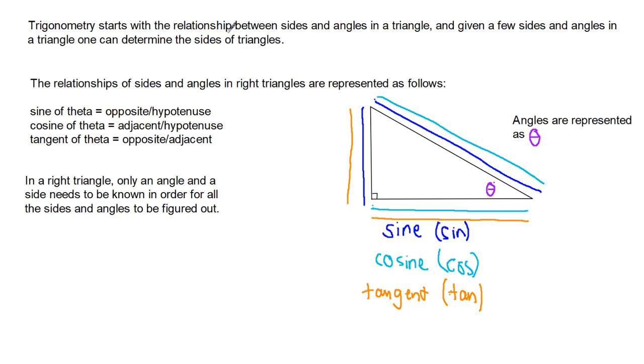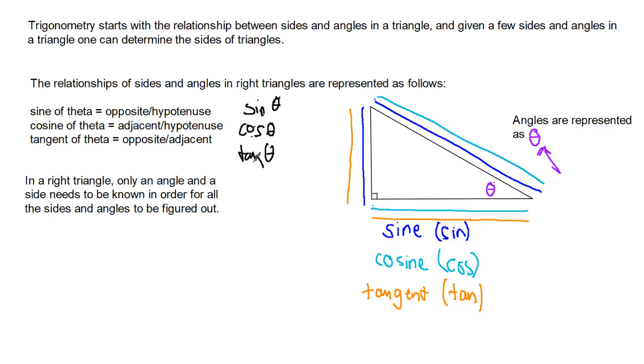So, example 2. Trigonometry starts with a relationship between sides and angles in a triangle, right? And if you have a few sides and a few angles, you can figure out the rest of the sides and angles. The angles are represented in this shape right here. It's called theta in Greek. So, sine of theta, cosine of theta, or tangent of theta.